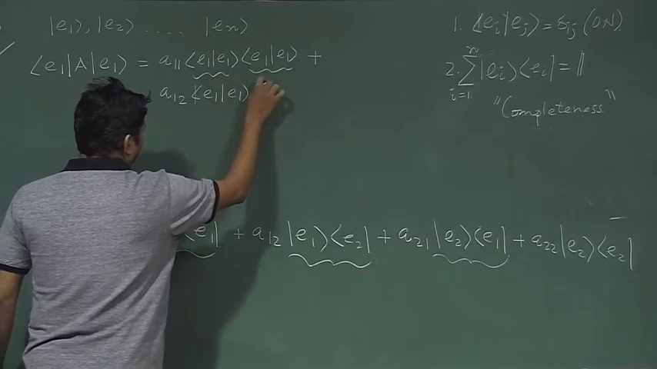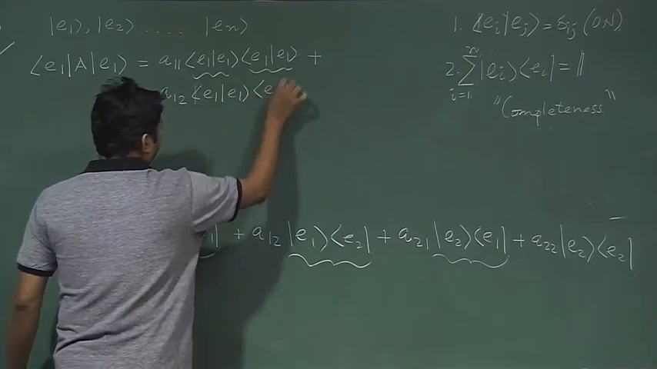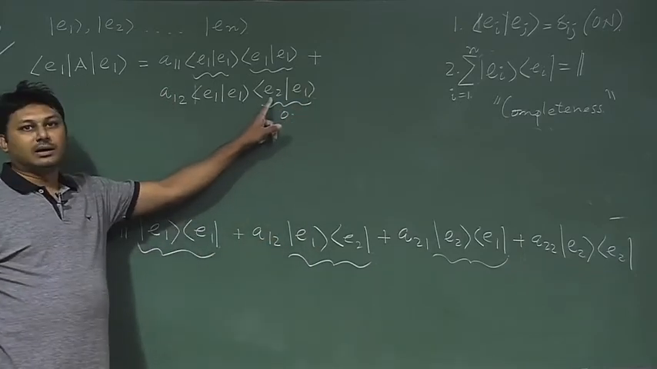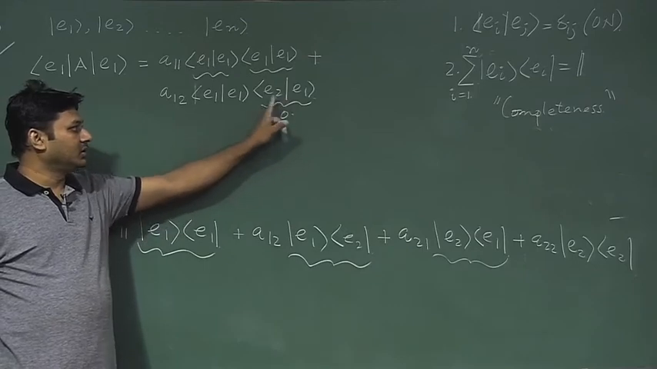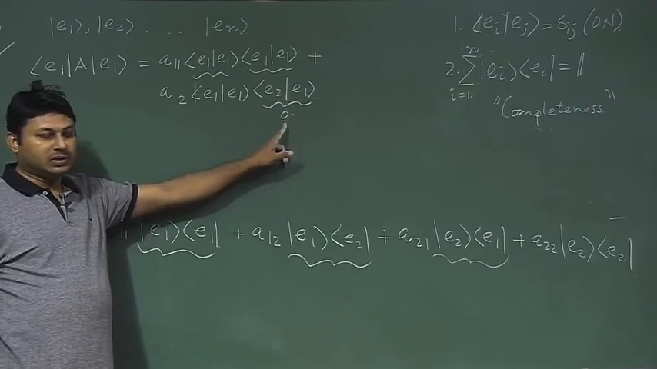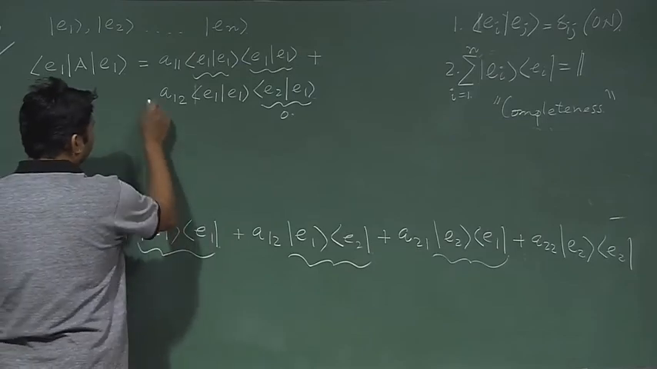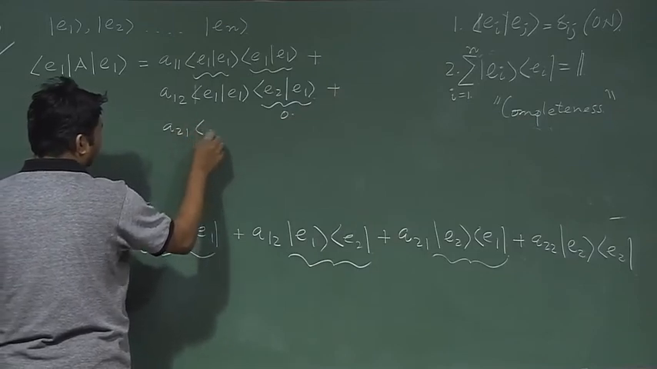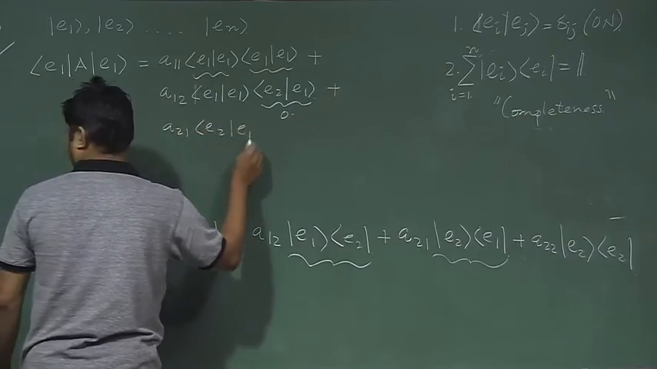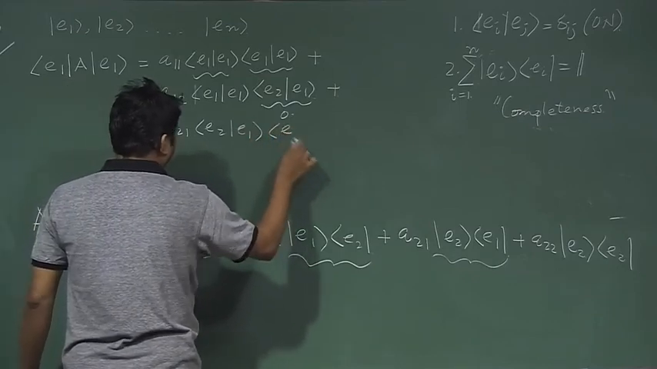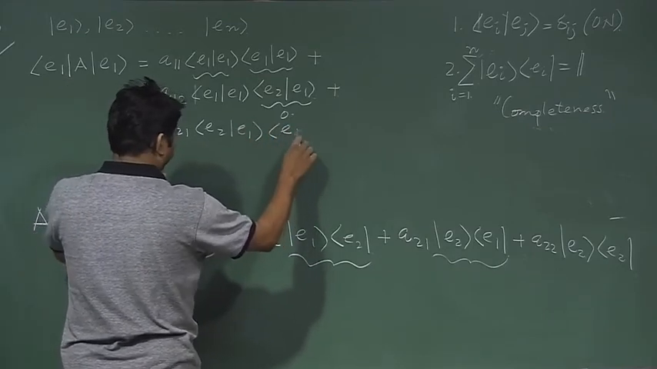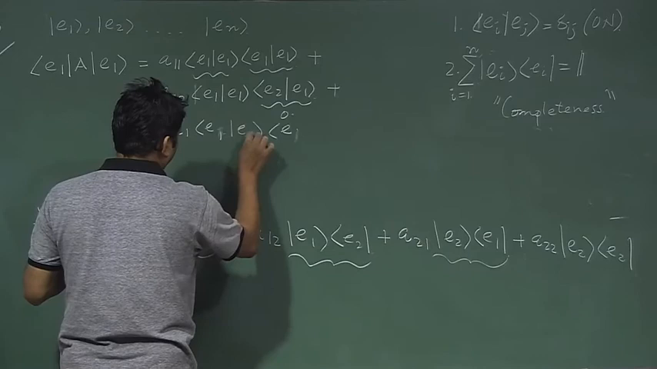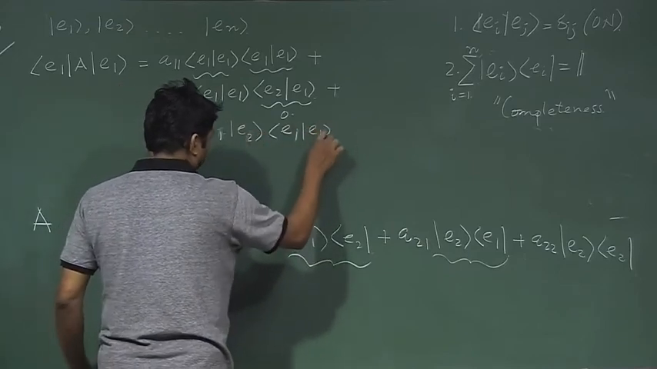is simply E1, E1, it is okay, but then E2, E1, this is not okay, this is 0, because they are perpendicular to each other, so the dot product or inner product between E1 and E2 is 0. In a similar way, I can also find 2, 1, which is E2, E1, and then E1, E2, so it is E1, E2, and then E1, E1 using this.